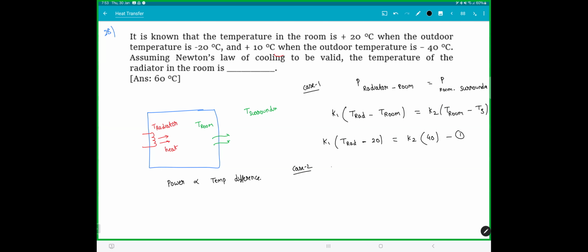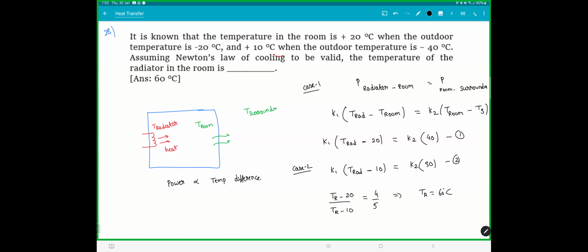Same thing when you apply in the second case, we have K1 times the temperature of the radiator minus room temperature, which is 10. K2, now the temperature difference is 50 degrees. Divide them, K1, K2 will cancel. So T radiator minus 20 by T radiator minus 10 equals 4 by 5. Cross multiply, we will get T radiator is equal to 60 degrees. Yeah, that is the answer.